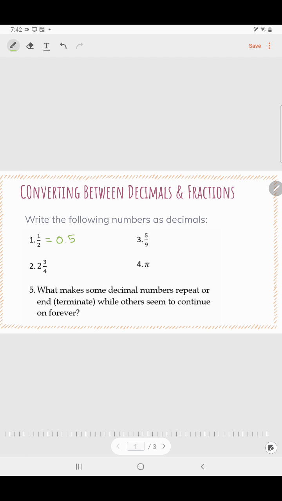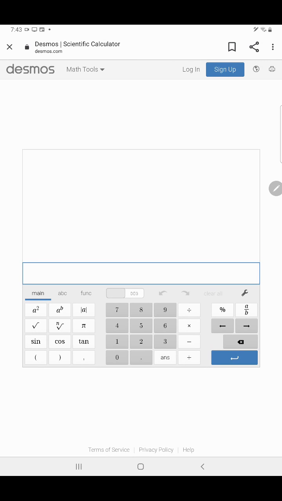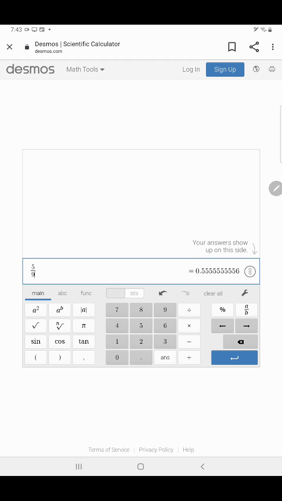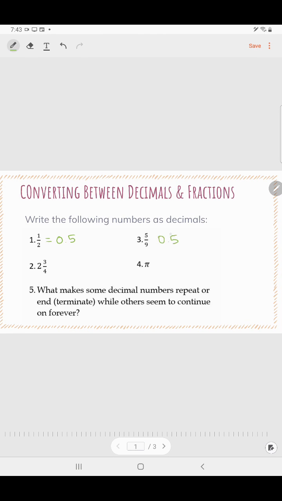It's 0.5. Now, on the other hand, 5 over 9, if I wanted to convert that fraction to a decimal, I am not familiar with that offhand, so I'm going to use my scientific calculator. You'll notice up here it says the title, Desmos Scientific, and I'm going to type in 5 divided by 9. You can see that it converts my answer to a decimal. Now, it says 0.555556. That's because it rounded my decimal. This is what is repeating forever. So as I come back to write my answer, this is 0.5 repeating.